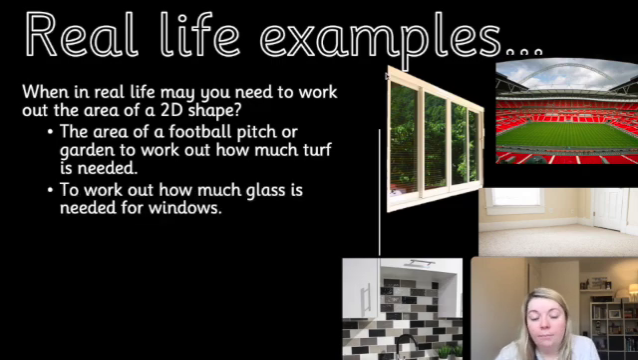In this example, you might need to work out how much glass is needed for windows. So if you've got a hole in your house that's this size, how big is that hole, and what would the size of glass need to be to fill that hole?